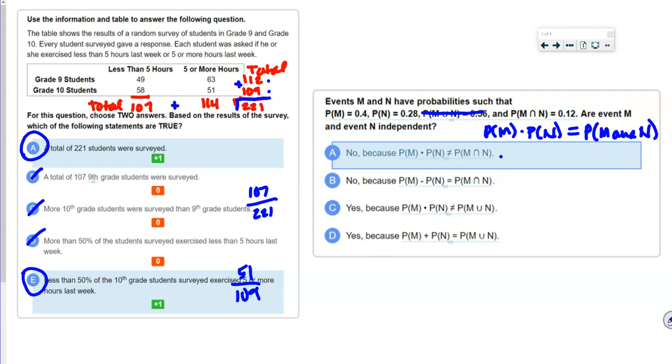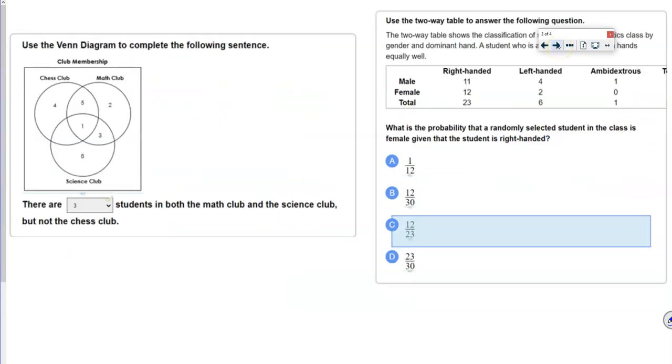So we're going to say, does 0.4 times 0.28 equal 0.12? 0.4 times 0.28 is 0.112, and that does not equal 0.12, right? So no is the answer because the probability of M times the probability of N did not equal the probability of M and N. Okay, so that's why the answer was A. So the next one, it says use the Venn diagram to complete the following sentence.